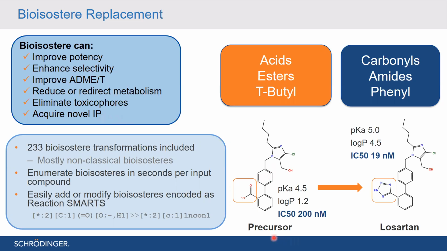One of the examples: you can see here there is a precursor molecule whose activity was 200 nanomolar, and pKa and log P are in a moderate range. This particular molecule has this acidic functional group, but by using bioisostere replacement, they have replaced it with another moiety which has the same characteristics but a completely different structure. You can see it also improves the log P value, while it retains the pKa, and the biological activity is tremendously improved from 200 nanomolar to 19 nanomolar. This molecule is losartan. So this is one of the uses of this bioisostere replacement methodology.